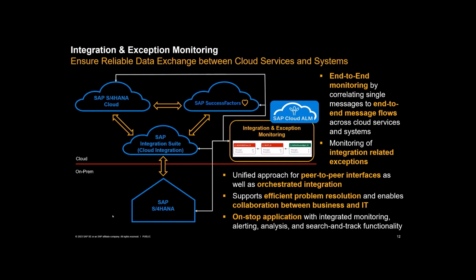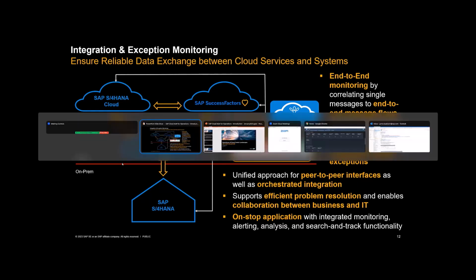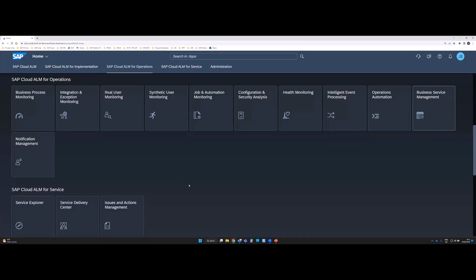We have integrated monitoring, alerting, analysis, and search and track functionality in the application. So in this sense, we have the one-stop application approach implemented here. So let's now look a little bit at the details. This is the launchpad of SAP Cloud ALM. You see here all the different applications I mentioned already. And I would like to give you now a short demo for integration and exception monitoring.